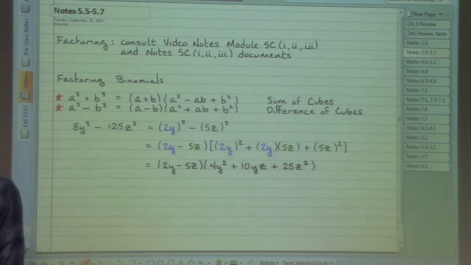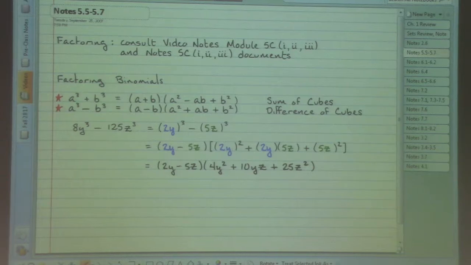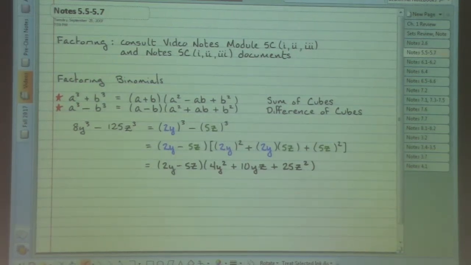So that is the only extra factoring topic that we have beyond the ones that you would have already seen somewhere in the past. And that will allow us to move along and take care of solving equations by factoring.